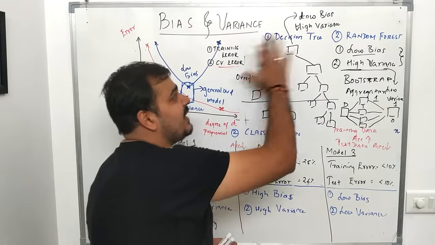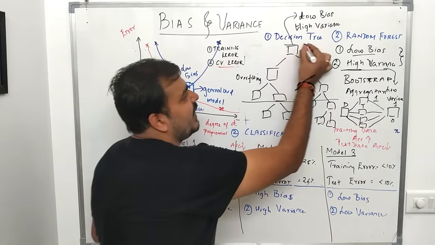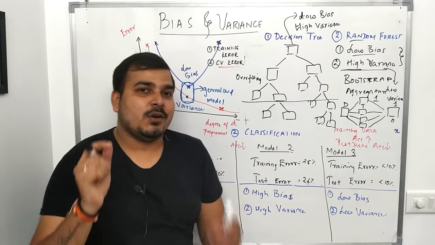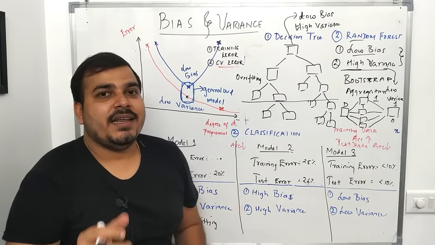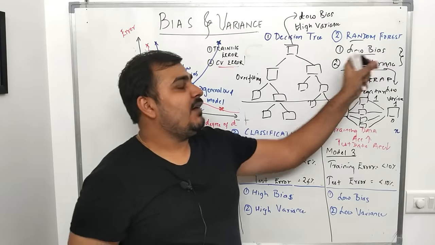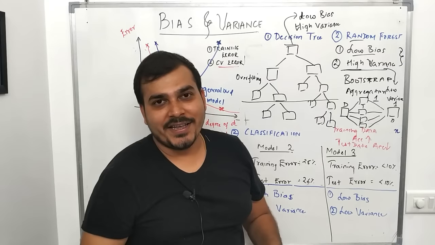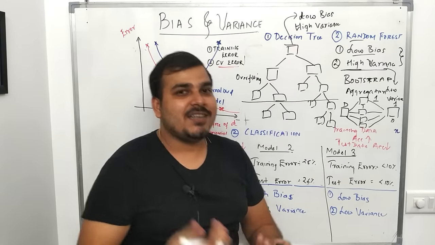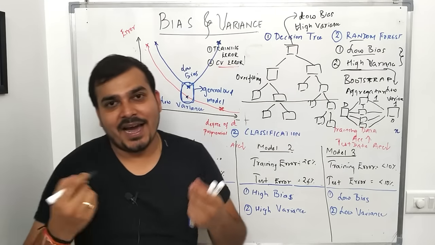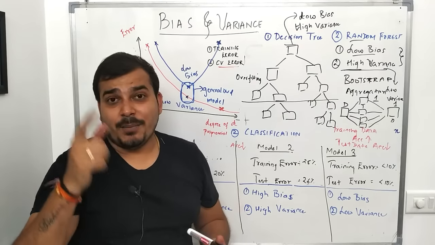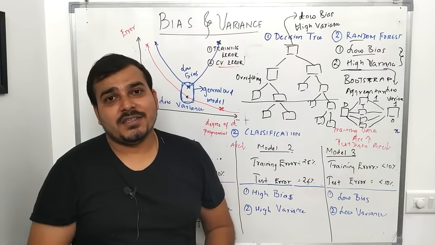So this was just one example with respect to decision tree and random forest. One question: what kind of technique does XGBoost have? Does it have high bias and low variance, or low bias and low variance? You can answer that. Please do comment down in the comment box of this video.